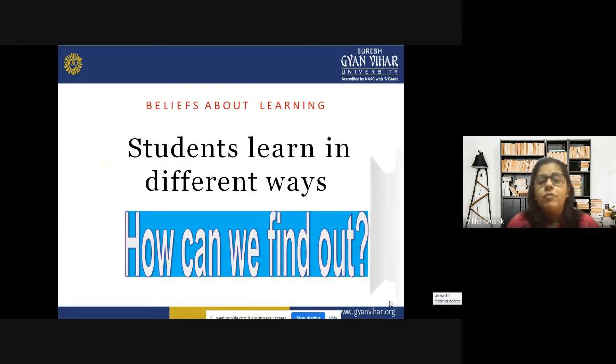How can we find out which method is the best? This can be done only when the teacher is using different strategies and approaches in classroom teaching. And after the evaluation, the teacher will come to know that this is the best method to teach them.